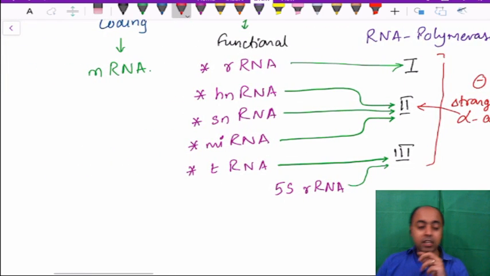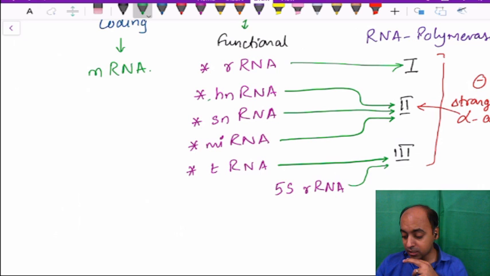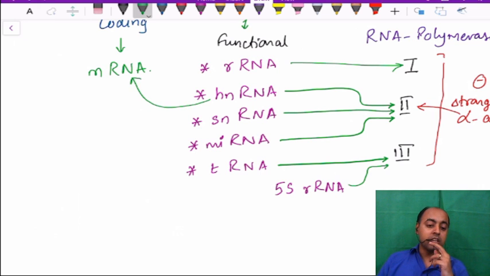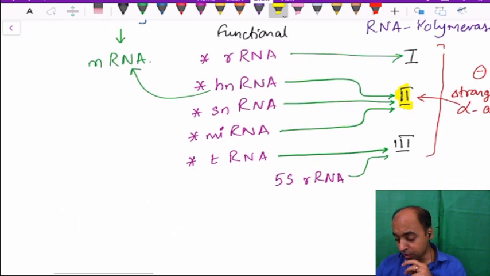In addition, sometimes you can be asked about the messenger RNA. Remember, the messenger RNA cannot be transcribed by RNA polymerase directly. The RNA polymerase will synthesize the hnRNA, and like we said, the hnRNA is then processed to give the messenger RNA. So if at all you have to mark one of the RNA polymerases for messenger RNA, the best answer would be RNA polymerase 2, because it is synthesizing the hnRNA, and the hnRNA can then get converted to the messenger RNA. So we'll take them up one by one and quickly see the points that you need to know about each of them, starting with the ribosomal RNA.